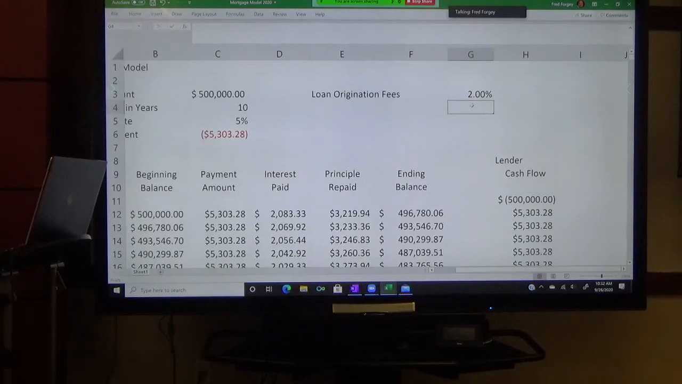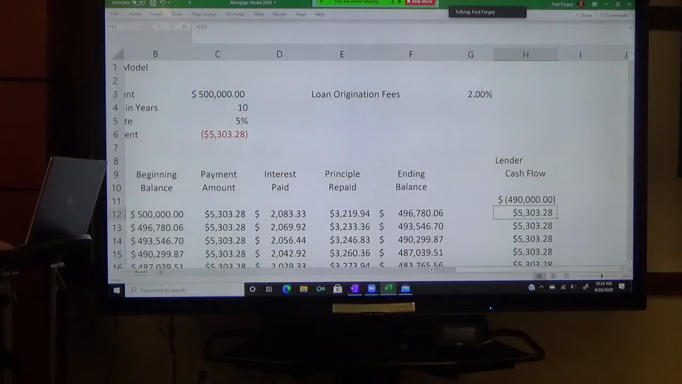All right. So if we have a 2% loan origination fee, we need to adjust this initial cash flow basically for that loan origination fee. So how do we do that? Okay. In terms of the math, we can do it a couple of different ways, but we could simply say times 1 minus the 2%, which would be 98%. Okay? Does that make sense?